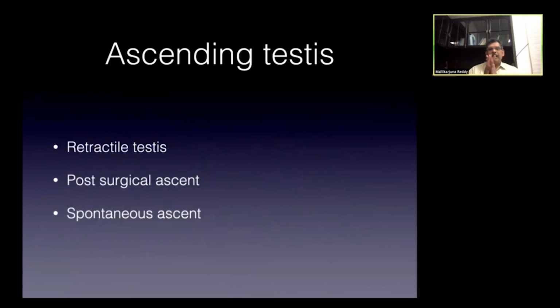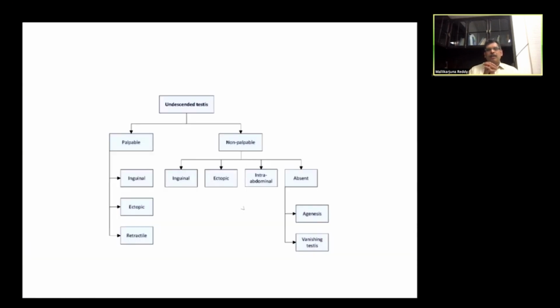So let me get to the algorithm. How do we go about it? If you have an undescended testis, whether it's unilateral or bilateral, first look at whether it's palpable or non-palpable. If it is palpable, look at whether it is inguinal, ectopic, or retractile. If it is non-palpable, again look at whether the testis is in the inguinal region, ectopic, intra-abdominal, or absent. Now, this can be done only via a diagnostic laparoscopy. Ultrasound would not give us anything on this particular thing. Then if it is absent, it could be either agenesis or a vanishing testis.